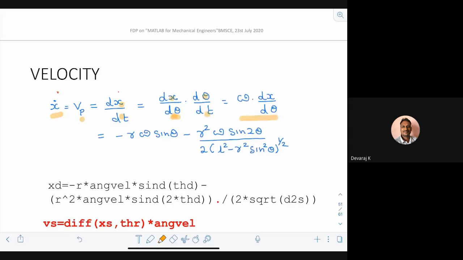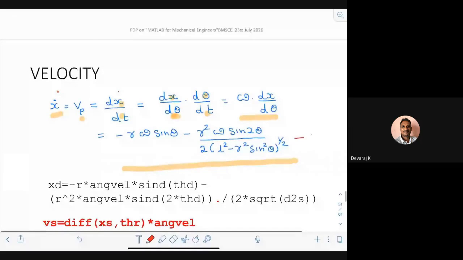Point. Velocity is omega into dx by d theta when we go to symbolic variables. And now we should differentiate on a paper and do all the expansions. You will be getting this equation to be coded in my program. So this is my second equation. And we carefully observe the program here.